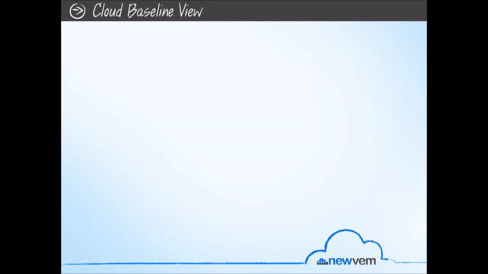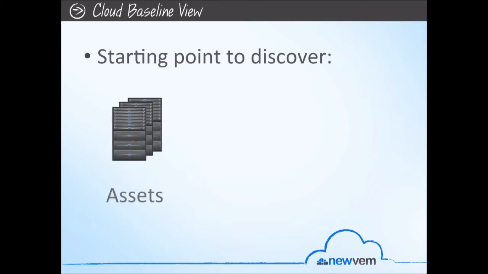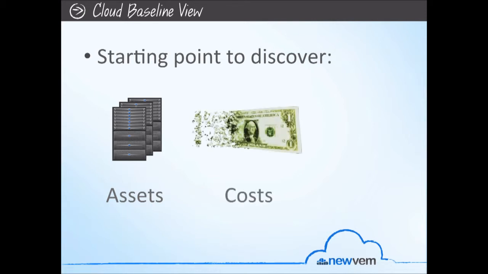The cloud baseline view is the starting point to discover what and how much you use, meaning your assets. You can see how much you pay for what you're using, meaning your spend, and you'll be aware of any risks you may be exposed to by relying on the utility. For example, availability or fault tolerance risks, performance or utilization risks, and security.